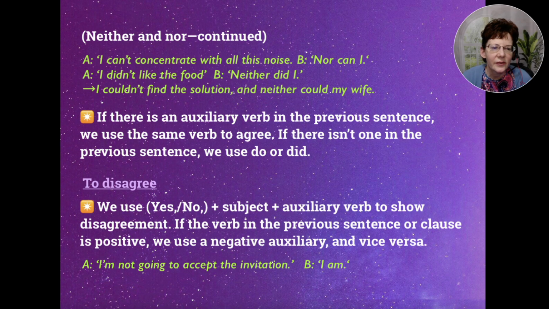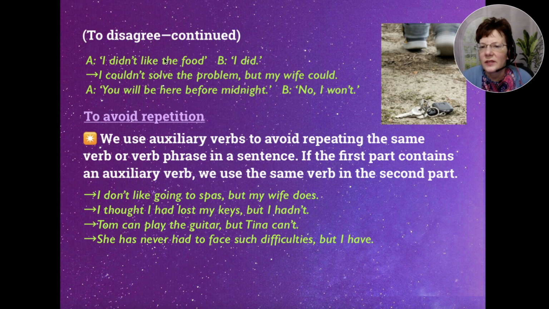Okay, here we go. So to continue disagreeing, we've got, I didn't like the food. I did. So again, we have two opposite feelings. Okay, and there's, I couldn't solve the problem, but my wife could. And then, you will be here before midnight. No, I won't. So you can see definitely person B disagrees with person A.